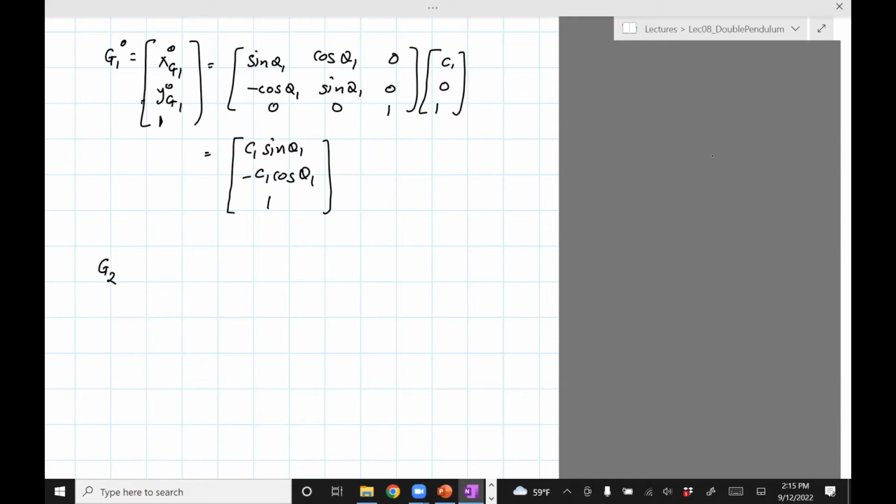Okay, next we'll compute G2 in frame 0. It's going to be H20, G22. Yes, this formula is very similar to the previous one, where I just took the same form and replaced 1 with 2. Okay, H20 is H10, H21, and G22. So H10 is something which I already wrote down earlier. H21 is the rotation which relates frame 2 with frame 1.